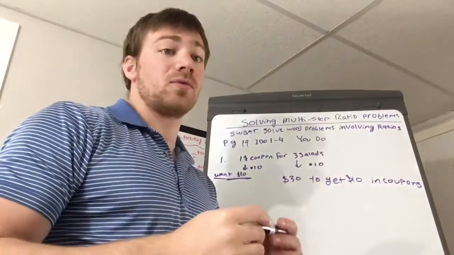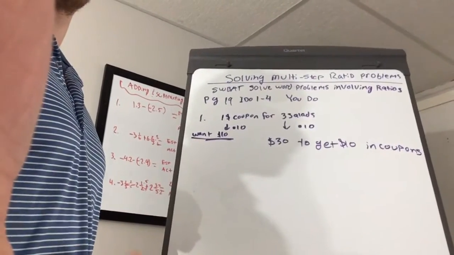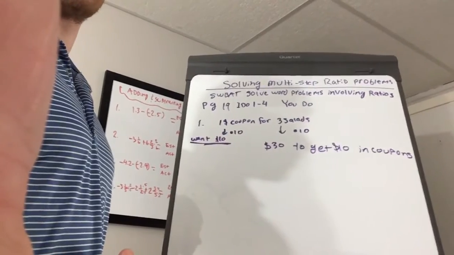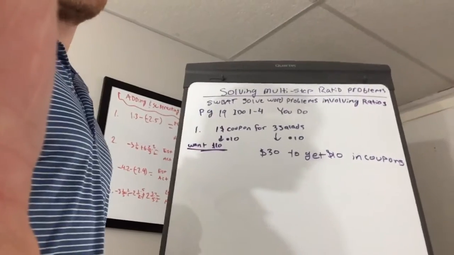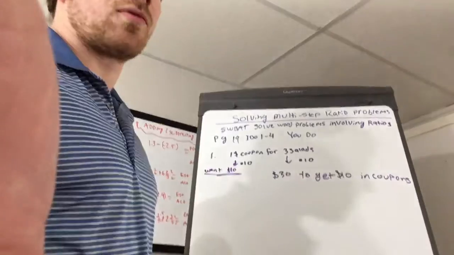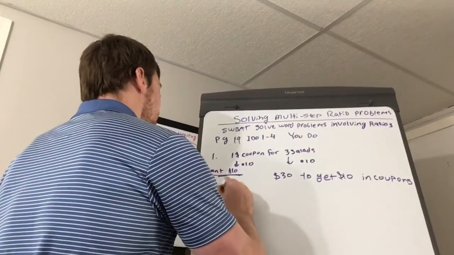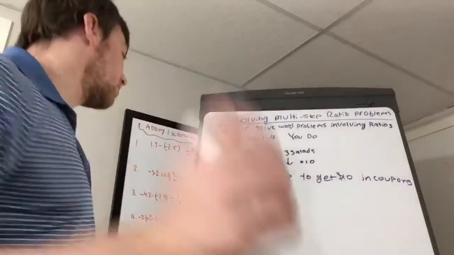Now we'll jump into number 2. Number 2 says, Kim orders catering from Midtown Diner for $35. She spends $5 on a large order of potato salad and the rest on turkey sandwiches. Each sandwich is $2.50. How many sandwiches does Kim buy? Let's first extract the information we need. We've got $35.